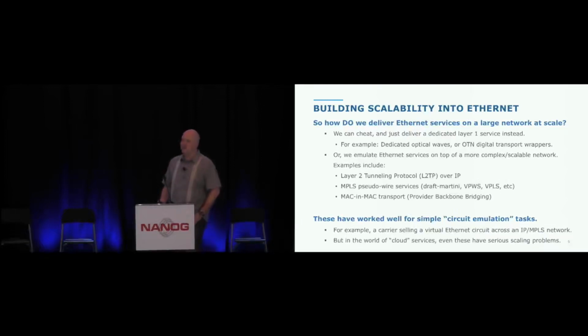This works pretty well for simple circuit emulation stuff. A very common thing that you see is a carrier selling a virtual Ethernet circuit across their MPLS network. They have a converged IP/MPLS network, and they can say, here's a 50 meg circuit, here's a 1 gig circuit across my backbone, and it all rides the same infrastructure. But if you start to look at the world of cloud services, even this type of technology really starts to hit these big fundamental scaling limitations.